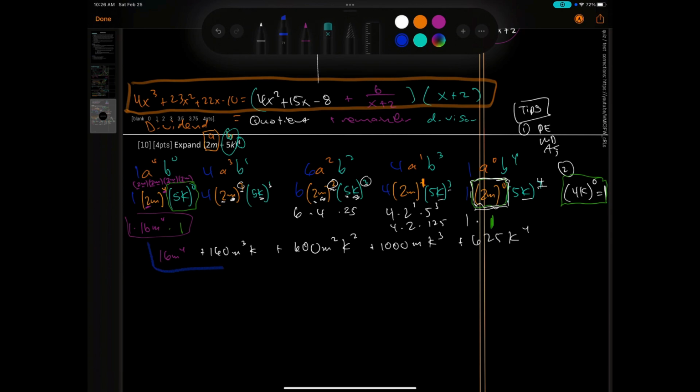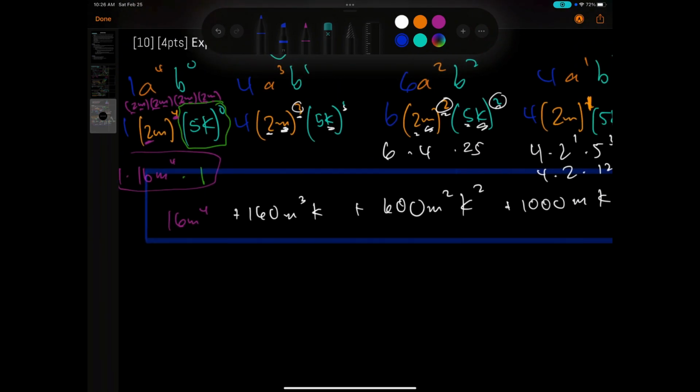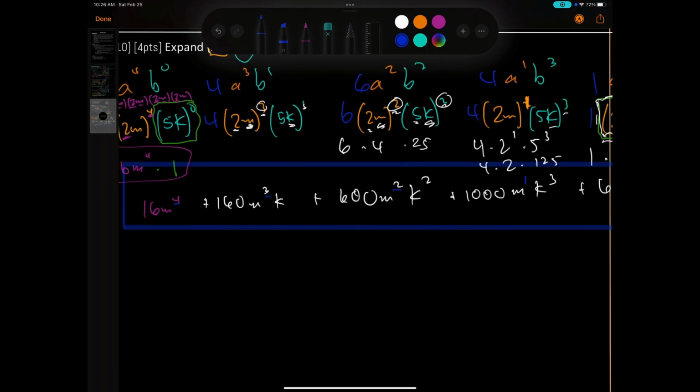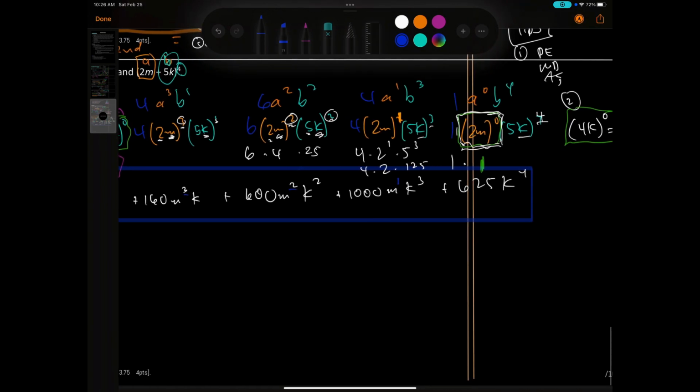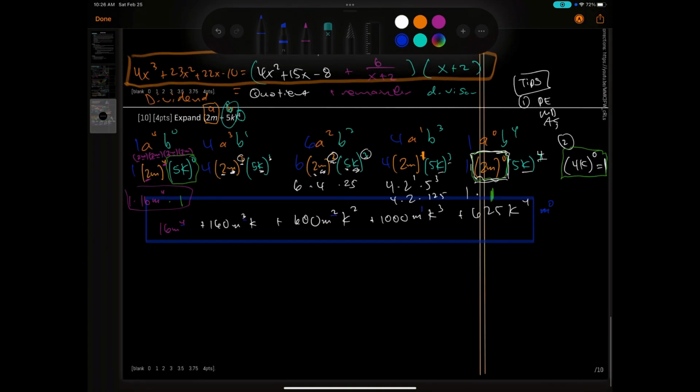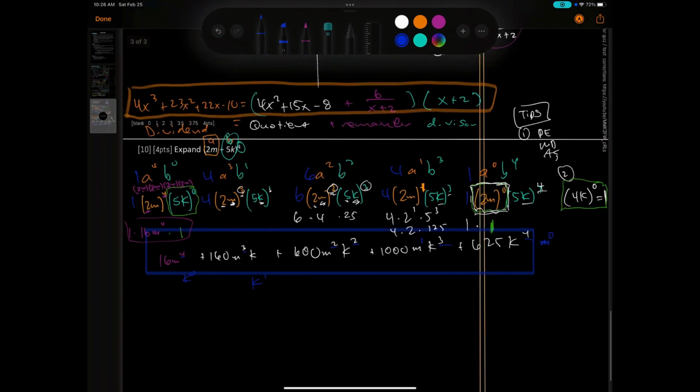I'm going to check my answer, and I'm going to show you how I'm going to do that. Let's go back in blue. The m's are counting down. 4, 3, 2, 1. You don't have to write the 1 there. Just writing it to show you. And then there's m to the 0 over here. And then the k's are counting up. Remember, that's k to the 0. That's a k to the 1. k, 2, 3, 4. And then the coefficients don't stay 1, 4, 6, 4, 1. They are changed based on what you have there. Hopefully that was helpful. We'll see you guys later.